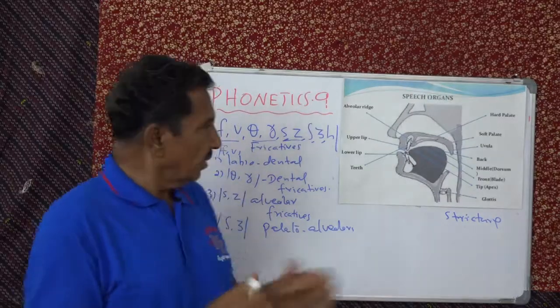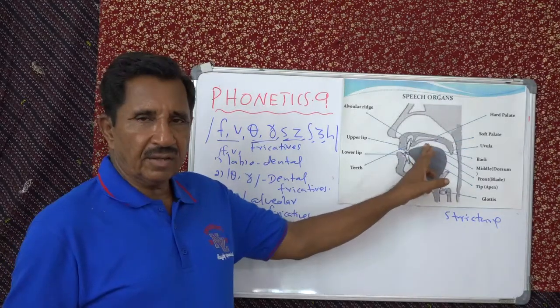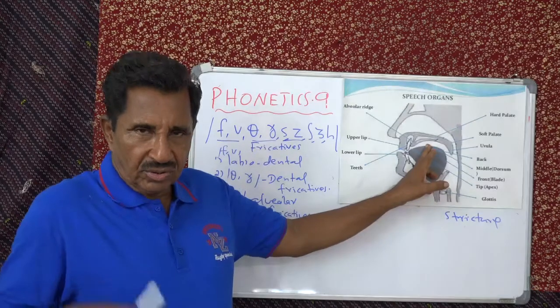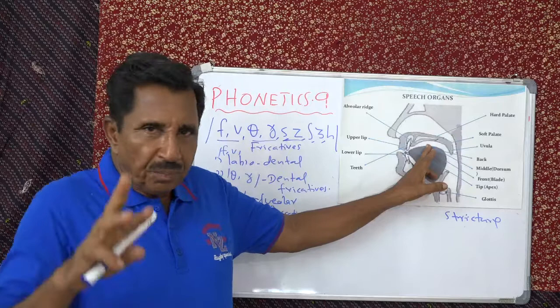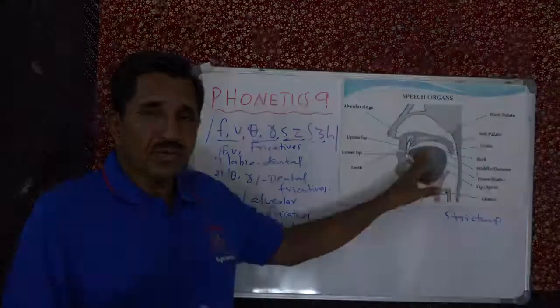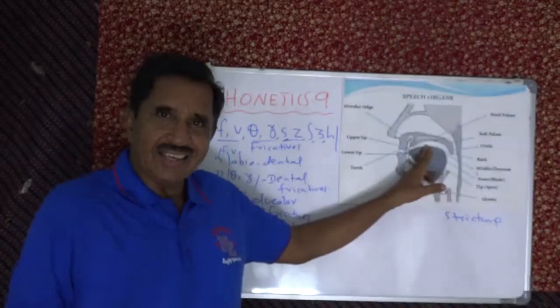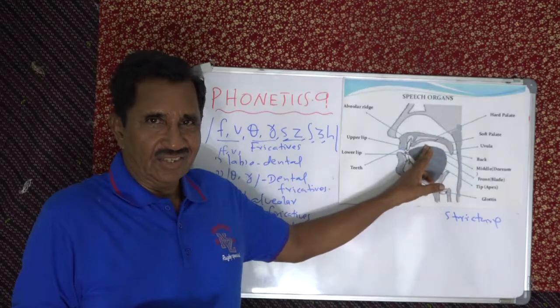I already told you. There is a primary articulation, which is alveolar, and then there is also a secondary one. Secondary means two parts of the tongue and two parts of the roof of the mouth are used. You understand that? No?